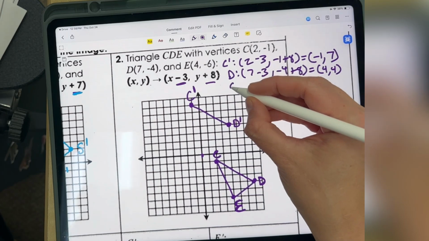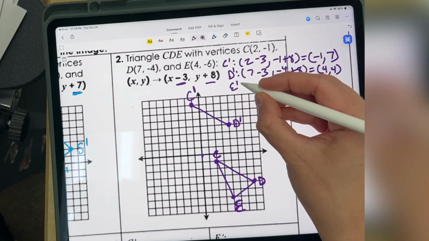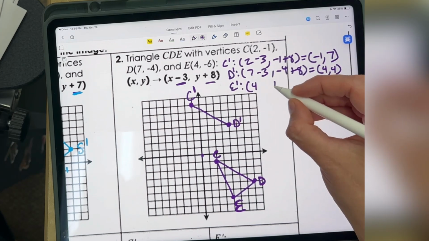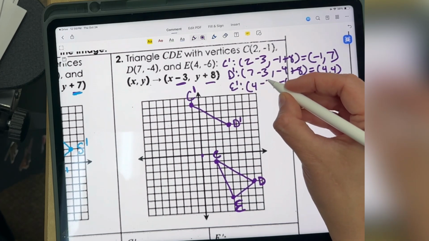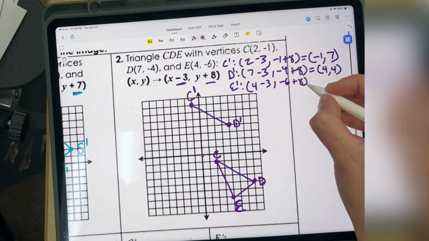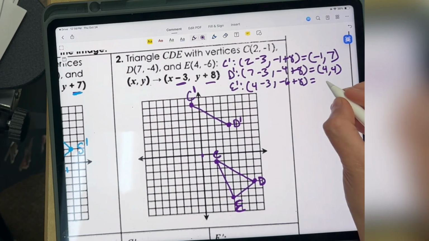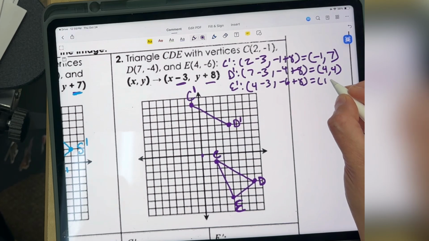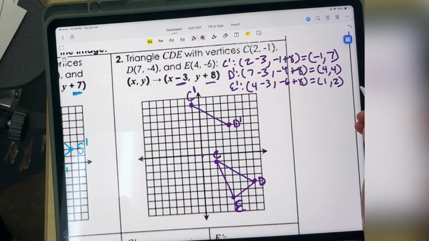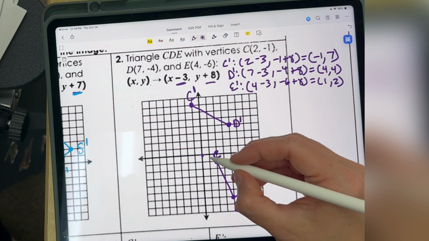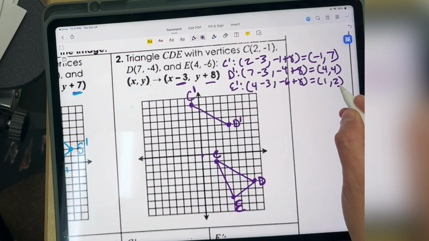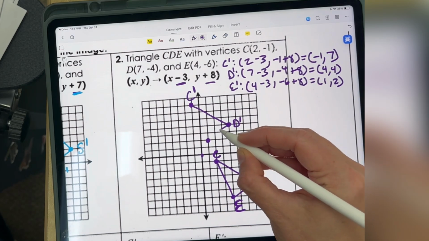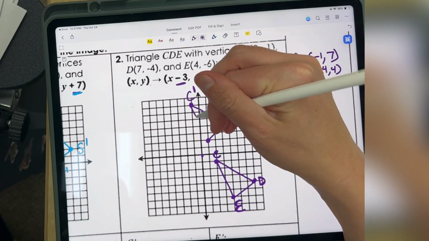All right, the last one. Okay, E prime. E prime is going to be at 4, -6 was our original. Again, -3, add 8. Okay, 4 minus 3 is 1. -6 plus 8 is +2. So this will be at 1, 2. So that means go right 1, up 2. So from the origin, right 1, up 1, 2. And there is E prime.